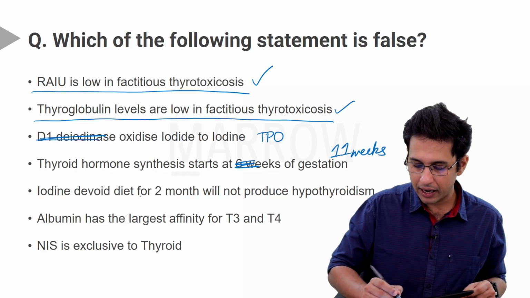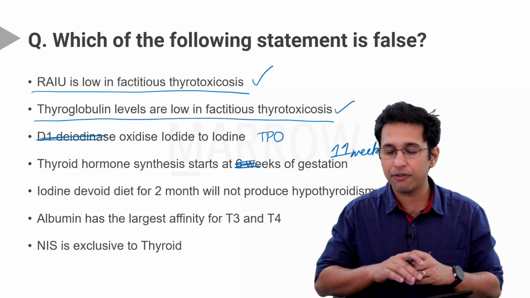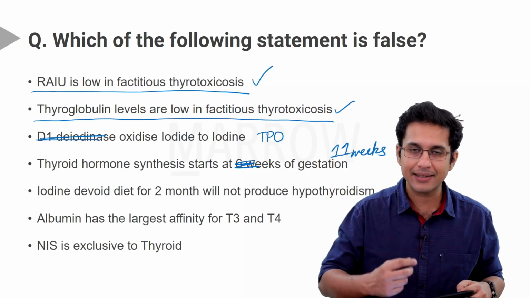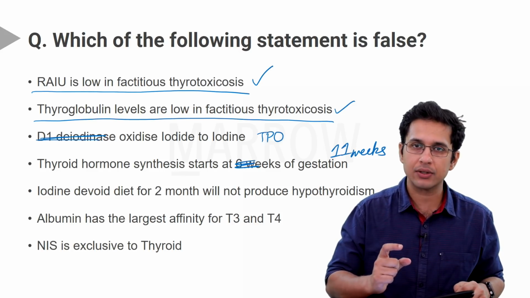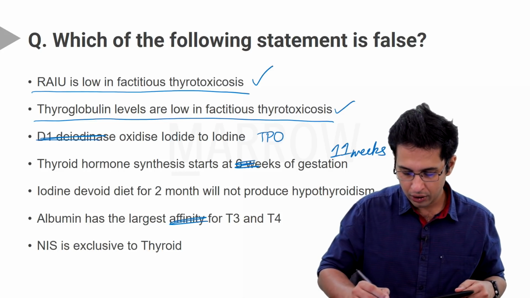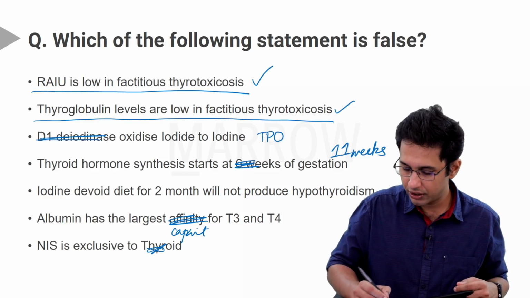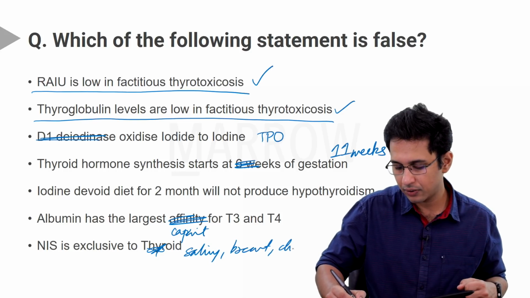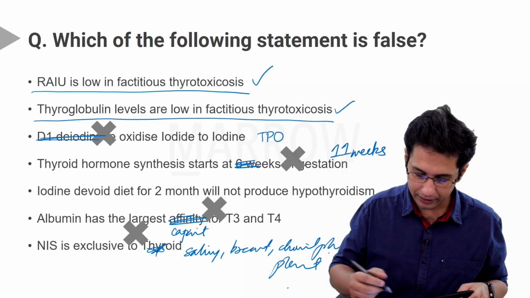Iodine-devoid diet for 2 months will not produce hypothyroidism. See, thyroid hormone is such a fundamental hormone for human growth and survival, right? So the body has this mechanism of storage, where even with zero iodine for 2 months, you won't get hypothyroidism. Albumin has the largest affinity. No. Albumin has the largest capacity. NIS is exclusive to thyroid. No. It is also found in salivary gland, breast, choroid plexus, placenta. So the answers we corrected, right? This is correct.